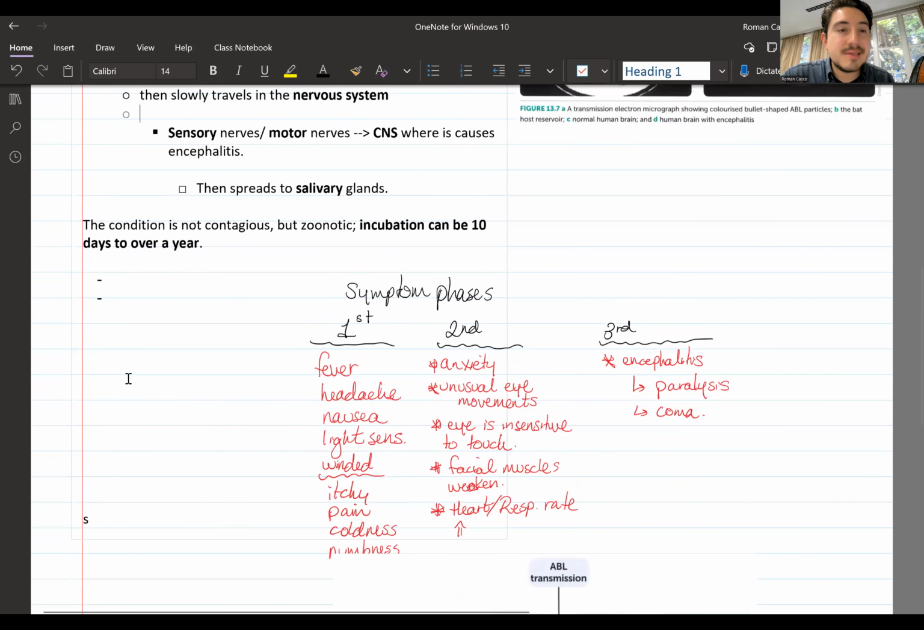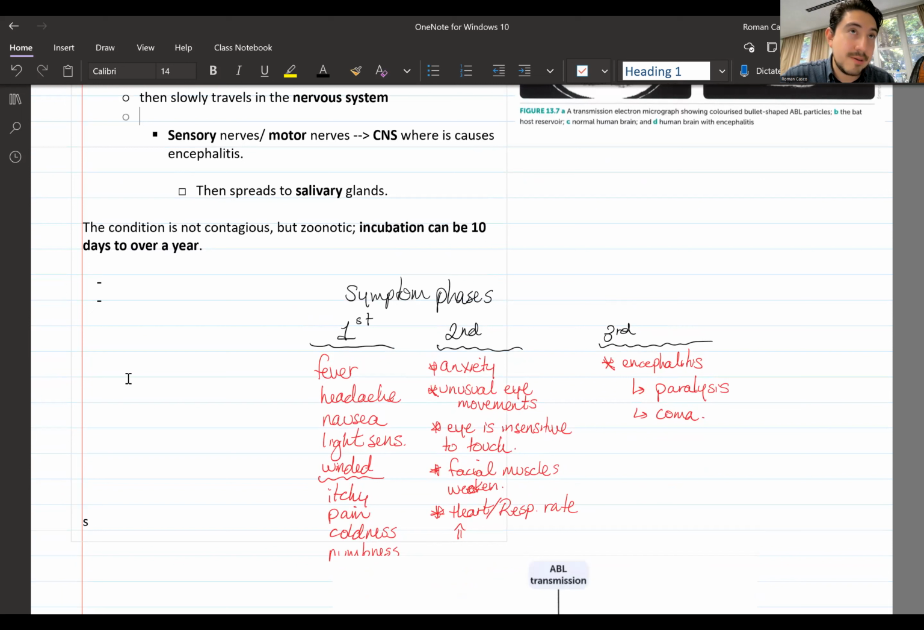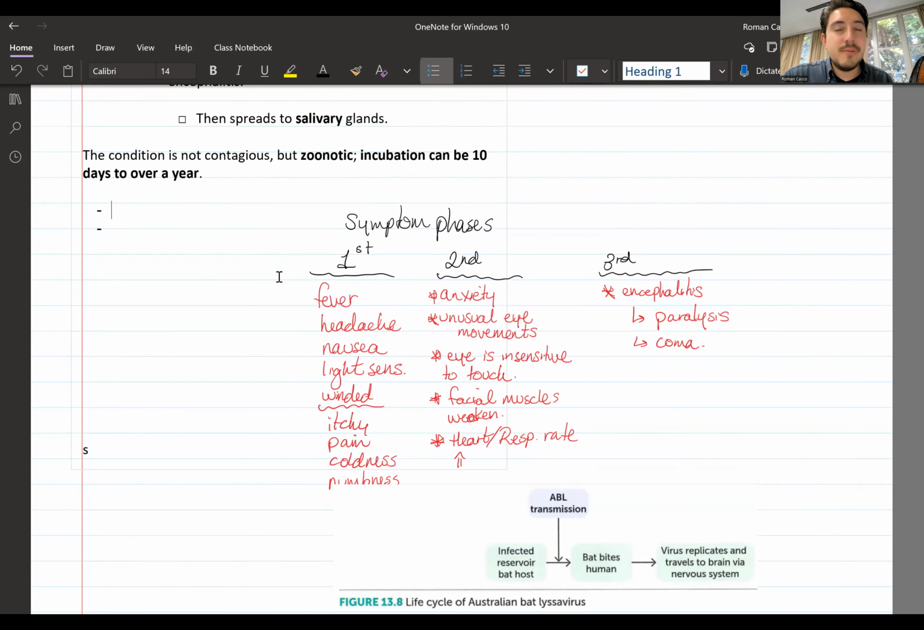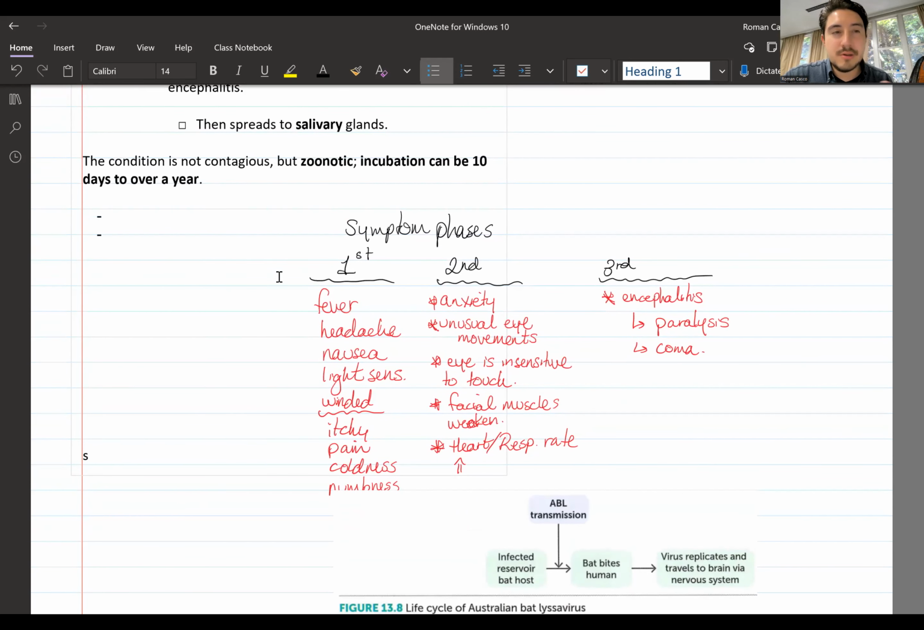So something similar to mosquitoes, if I can say, is that it's not contagious. The Ross River virus is not contagious, but infectious, right? You can spread from human to human. And remember, okay, that it's also zoonotic, right? That it goes from animal to human directly, right? Incubation period could vary, right? Depending on the host, also physiology, that it gets infected, from 10 days to over a year.